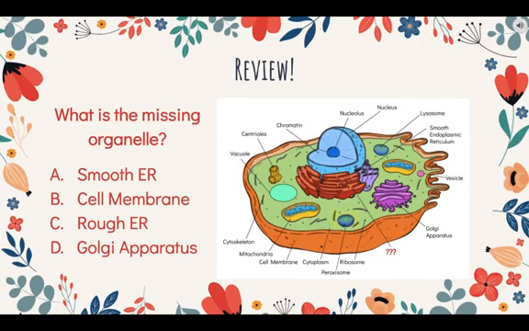Now let's review what you just learned. What is the missing organelle? Is it A, the smooth ER, B, the cell membrane, C, the rough ER, or D, the Golgi apparatus? If you said C, the rough ER, you are correct.